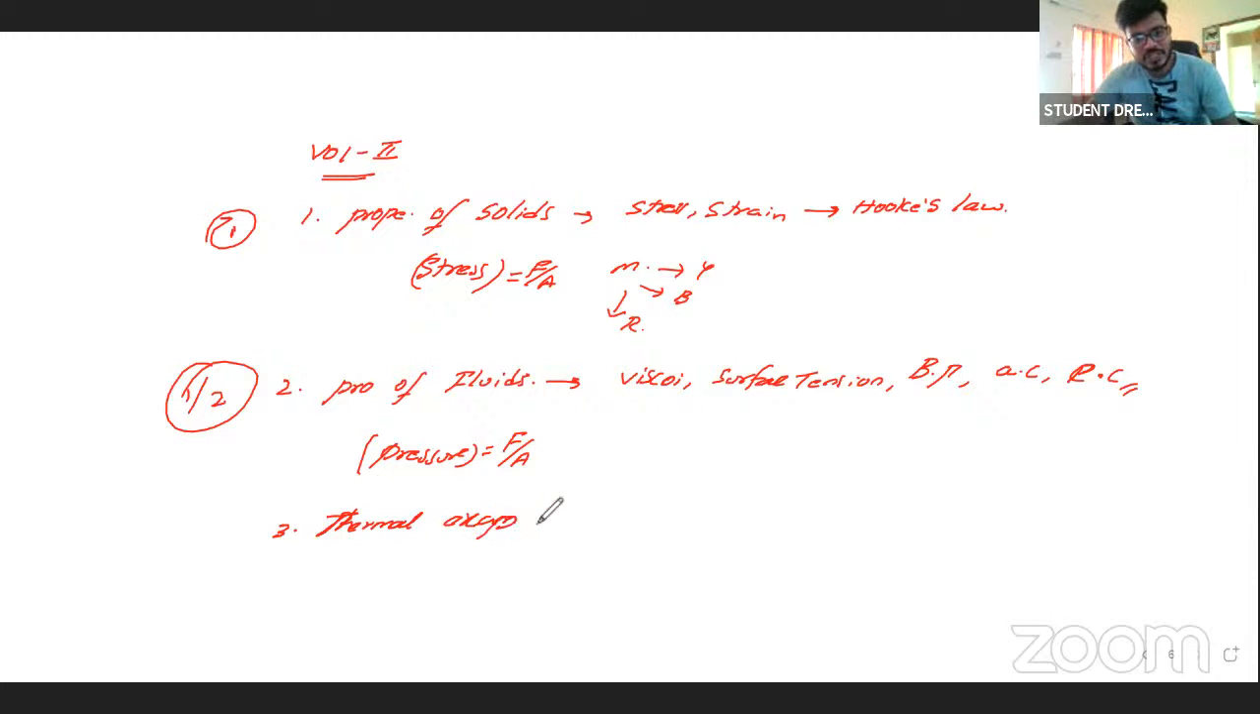Thermal expansion. In this thermal expansion, we discuss how length varies, how area varies, and how volume varies depending upon your heat.